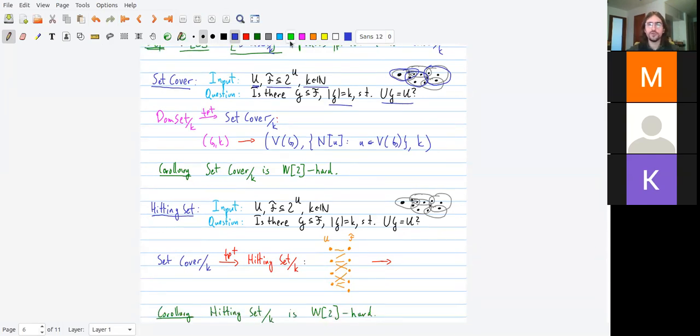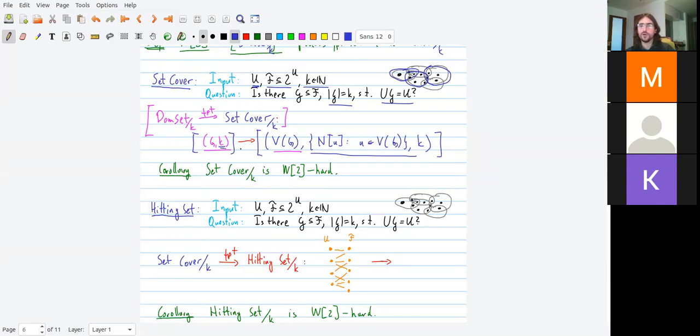There's a very transparent and easy reduction from the dominating set problem to the set cover problem. If I have an instance of the dominating set problem, a graph G and an integer k, and I would like to ask whether there's a dominating set of size k, then this is equivalent to saying, can I cover all the vertices of the graph by k balls of radius one, so by k closed neighborhoods. So I can make a set cover instance by taking the universe to be the vertex set of the graph, and my family to be just the family of all the closed neighborhoods of all the vertices. And this instance of the set cover problem is equivalent to the instance of the dominating set problem.